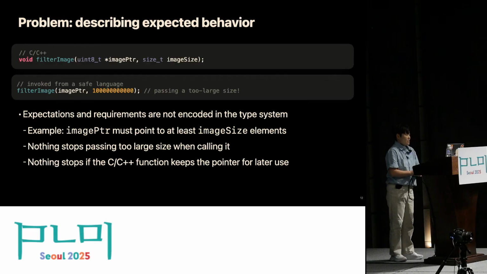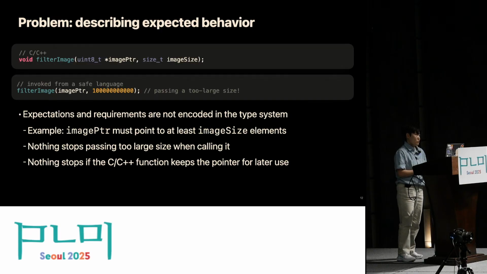As a result, there's nothing preventing the safe language from using it incorrectly. For example, by passing a size that's too large and causing an out-of-bounds memory access, or by freeing the memory while the C function still holds the pointer for later use.